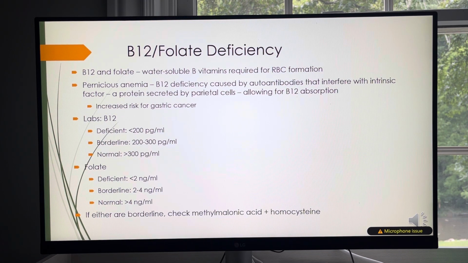What about homocysteine? Both B12 and folate are needed to convert homocysteine. It's a non-essential amino acid. The homocysteine will be elevated in both B12 and folate deficiency.